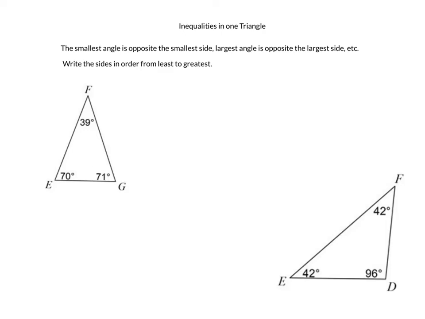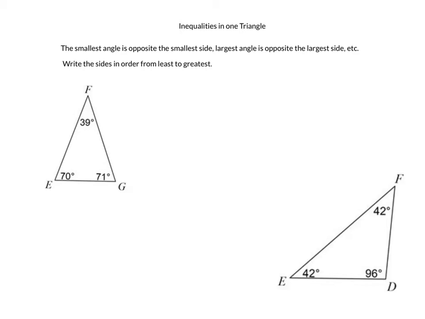Hi, this video is going to talk about the inequalities in one triangle. If we have the measurements of the angles of a triangle, we can put the sides in order: which side is biggest, which one's smallest, which one would be between them. And same thing, if we are given all the side measurements of a triangle, we can figure out which angle's the biggest, which angle's the smallest, that sort of thing. So that's what we're going to talk about in this video.